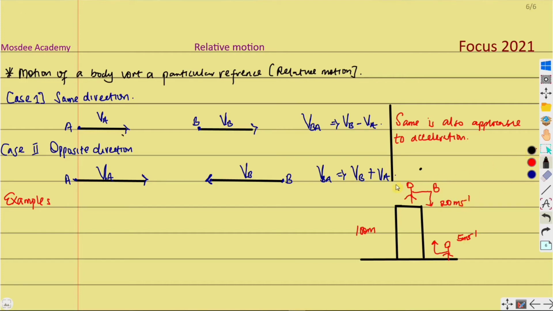So the question says, according to the diagram, we don't need to write all those ones. According to the diagram, if both boys throw the ball as shown, find the time at which the balls will collide.